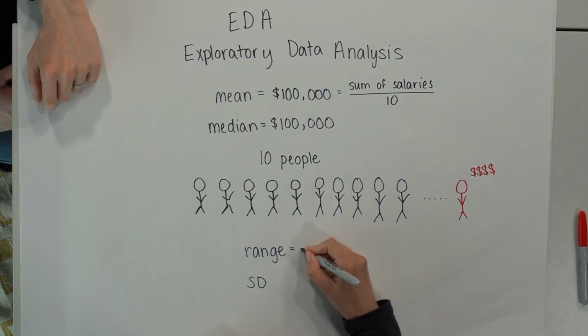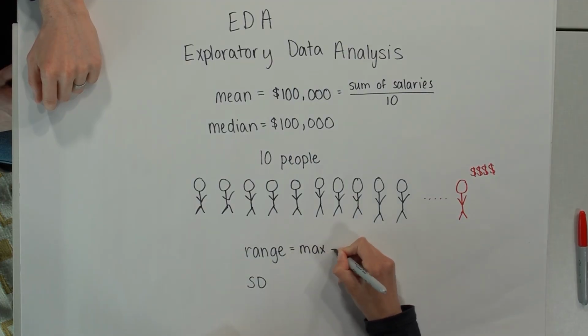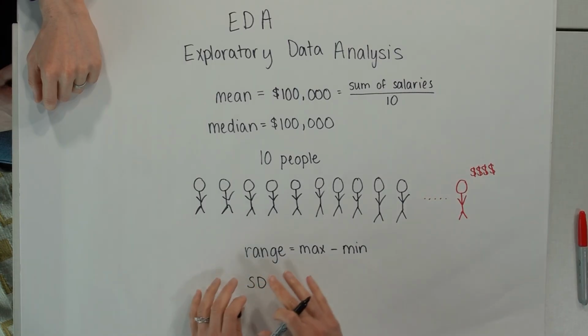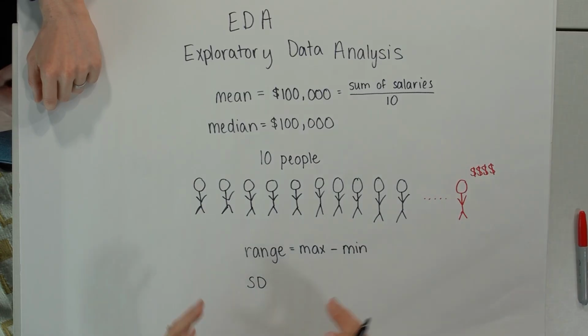It's really easy to find. We just take the maximum value and subtract the min. And then the standard deviation is a little more complicated. We basically look at how far every single point in the data set is from the mean and then kind of average out what that value is.